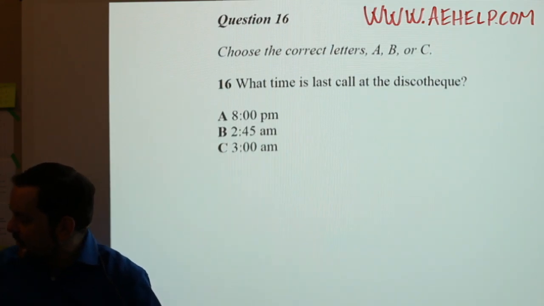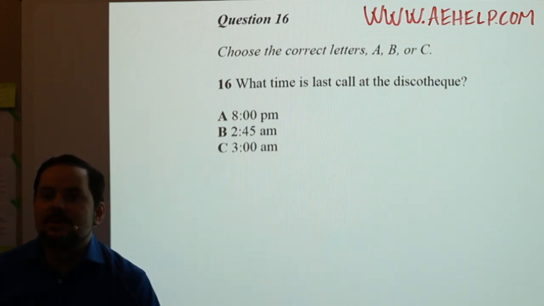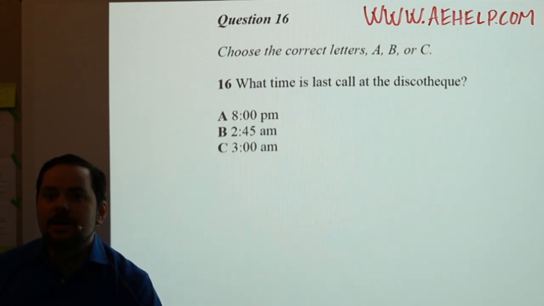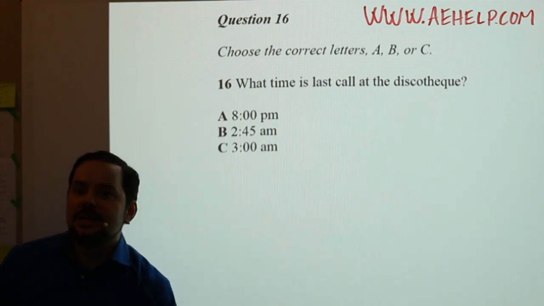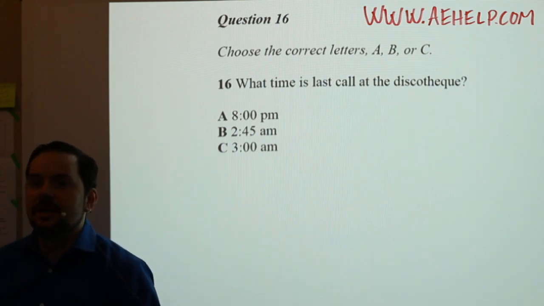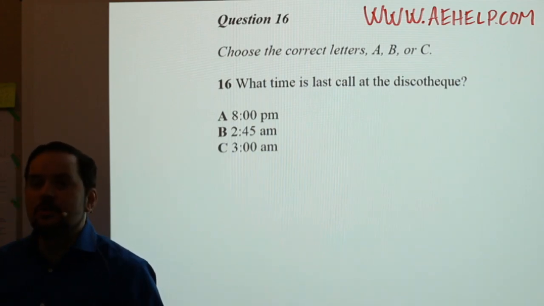Okay, what time is the last call at the discotheque? So what time is the last call at the discotheque? Number 16. It's definitely not A. A is when the discotheque opens. C is when it closes. And the last call is at 2:45. I believe that the last call is 15 minutes before closing time. And the closing time is 3. So last call is at 2:45. Does everybody know what last call means in English? So what does last call mean here?